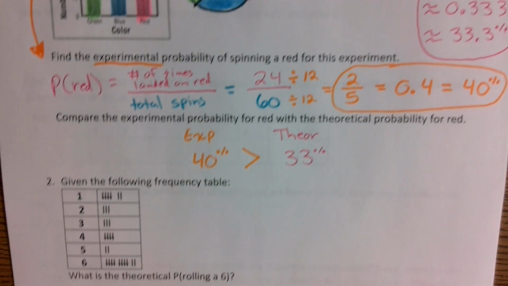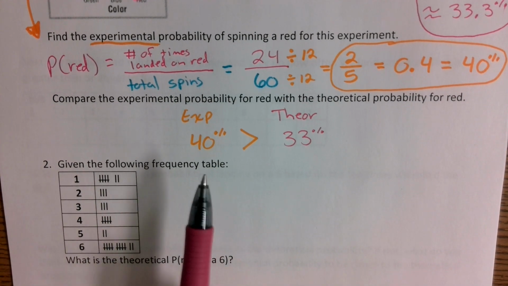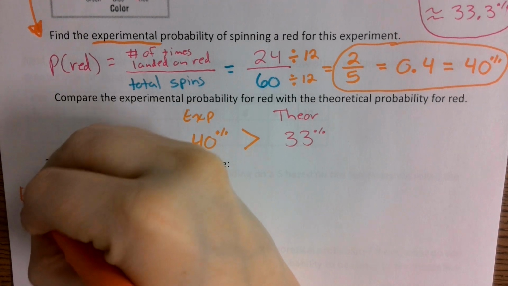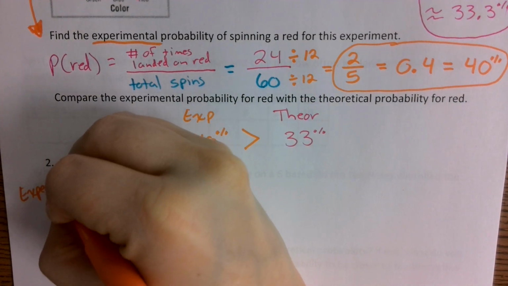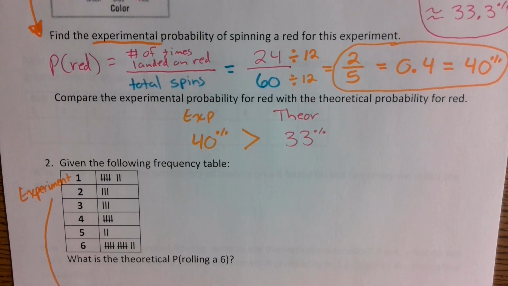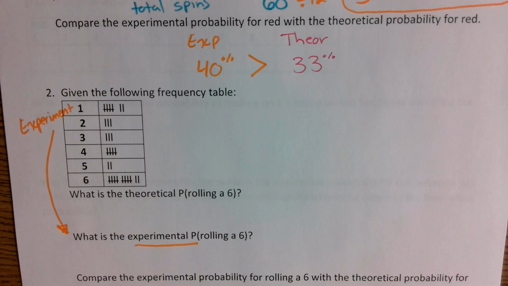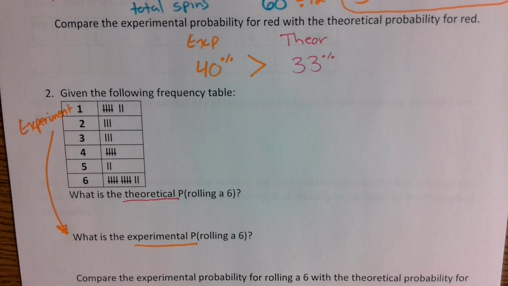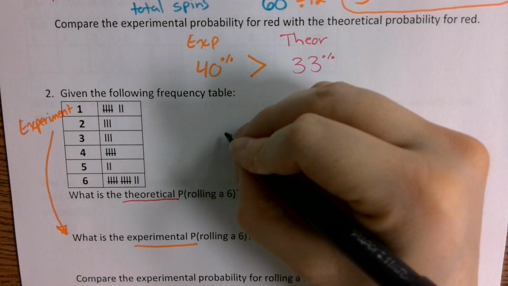Okay, let's take a look at the next question. Here is a frequency table. Frequency tables are ways for us to tally how often a specific event occurs when we've performed an observation or an experiment. So this table represents the experiment that is occurring. So we're going to use that for our experimental probability. Then when we're talking about theoretical probability, that means we need to focus on an actual die.